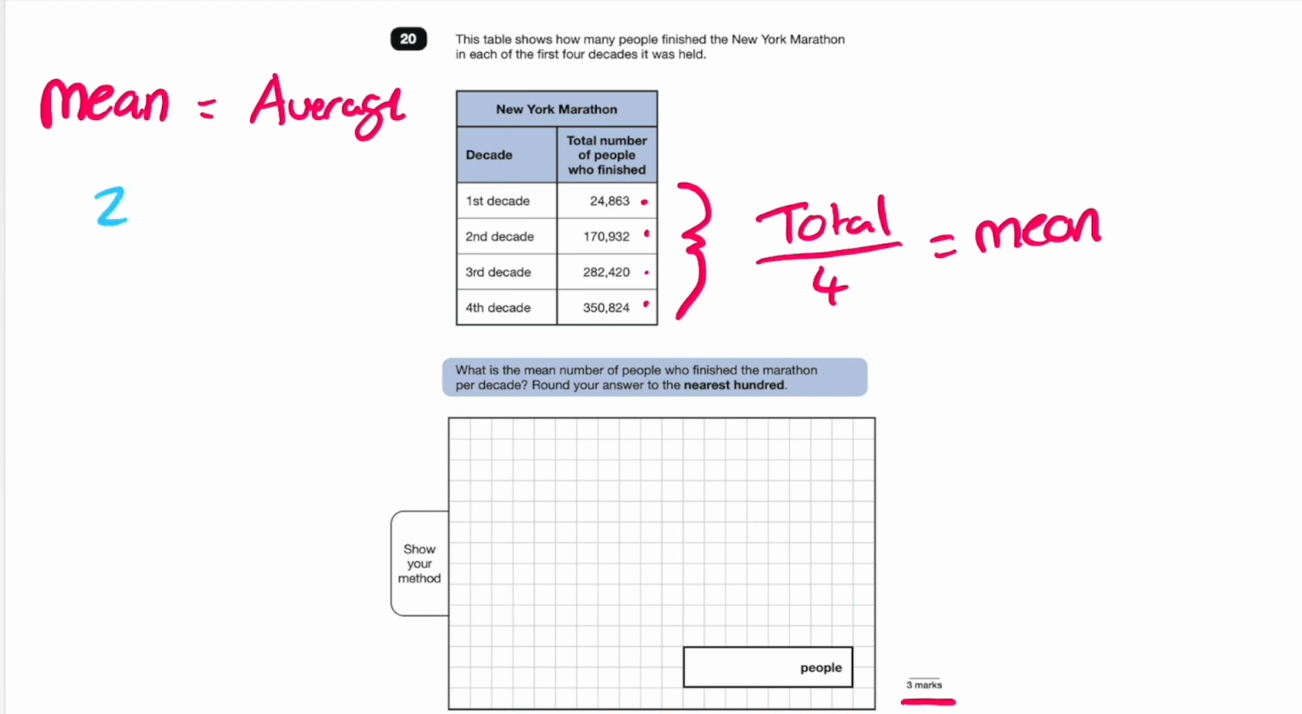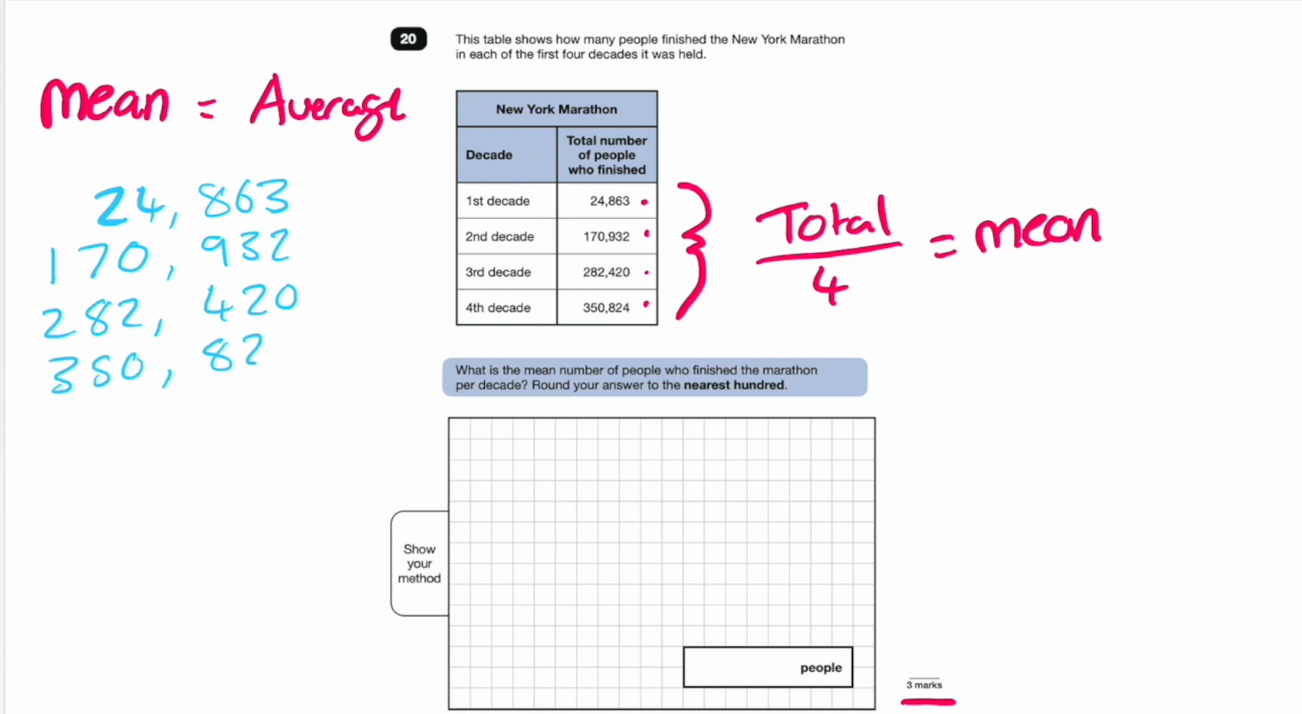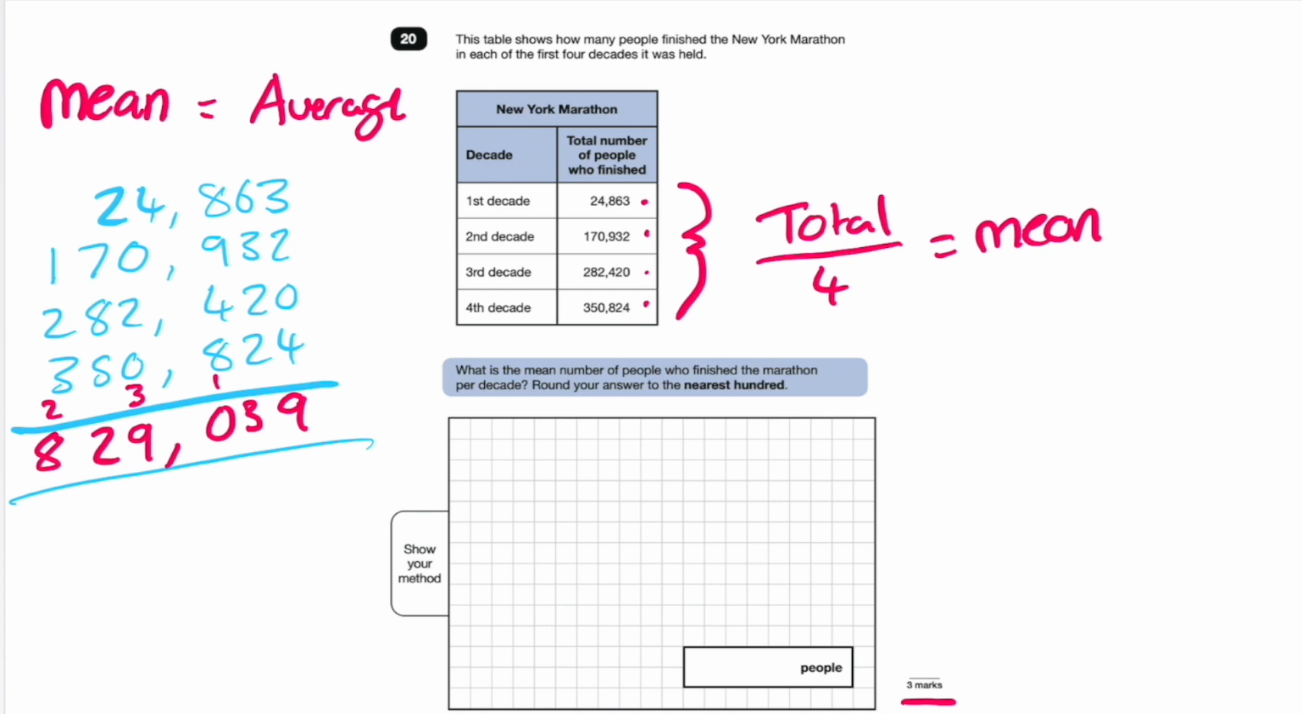I've got 24,863 plus 170,932. Being very careful of putting my numbers in the correct columns. Then 282,420. And then 350,824. Definitely worth at this point just checking that we've written the right numbers. This could be a very simple mistake we make that could throw everything else off. Now we've done loads of column addition today, so I'm just going to put the answer in, 3, 2, 1, and that gives me a total of 829,039. Okay, so that's my total, but now I need to divide it by 4 to get my average. So let's do that.